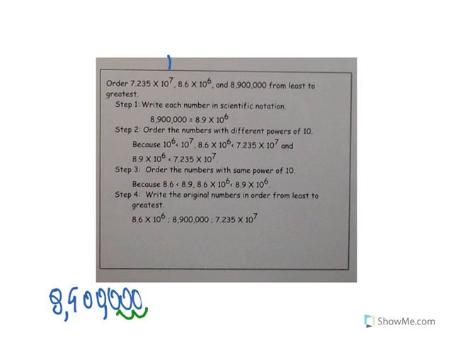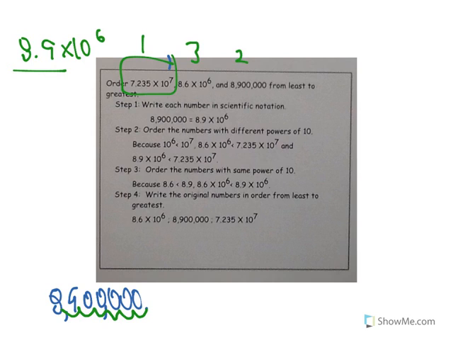So 1, 2, 3, 4, 5, 6. And when you go ahead and do that, that's going to be 8.9 times 10 to the 6th power. So this one here is going to be the biggest number. And then 8.9 to the 6th power is going to be the second biggest number. So this is going to be 1, 2, and then 3.